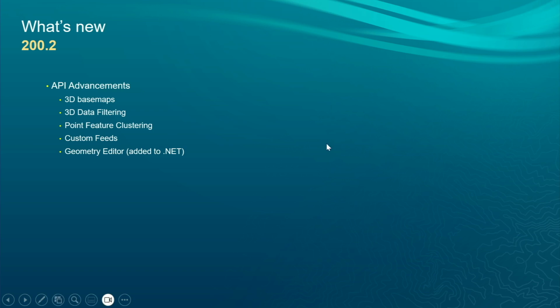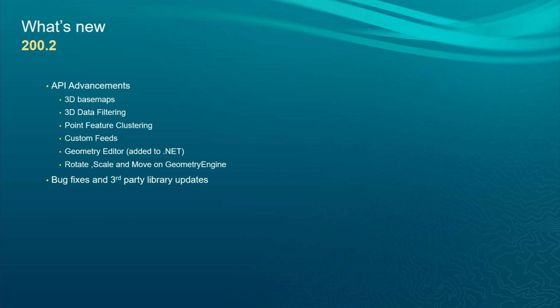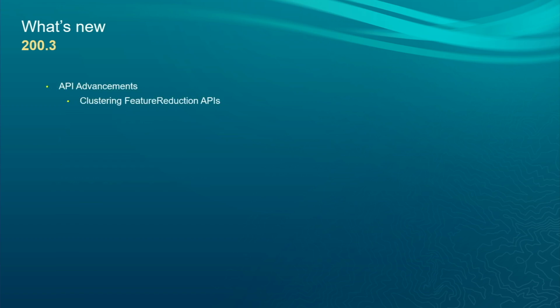So as I mentioned in 201, we created a new geometry editor that was added in all platforms. In 202, the geometry editor got added to the .NET SDK as well. This new editor had methods for rotate, scale, and move, so we thought it might be useful for Geometry Engine to have these methods as well. Users can just use Geometry Engine to do rotation, scaling, and moving of graphics. And there were some more bug fixes and third-party library updates.